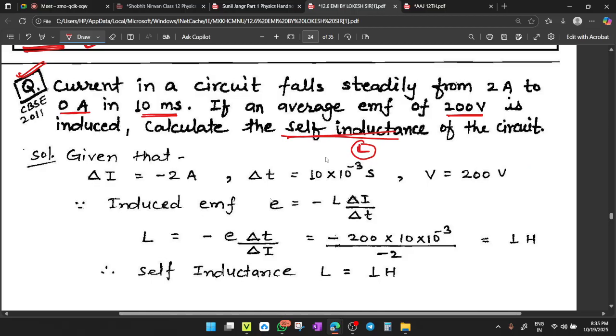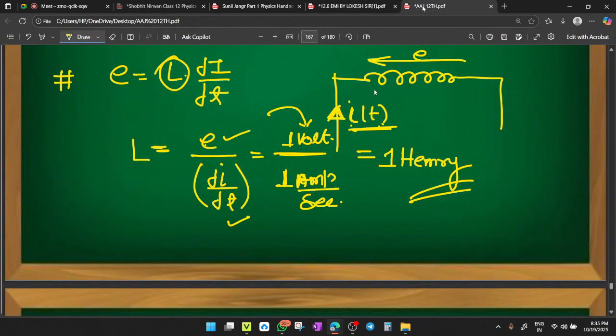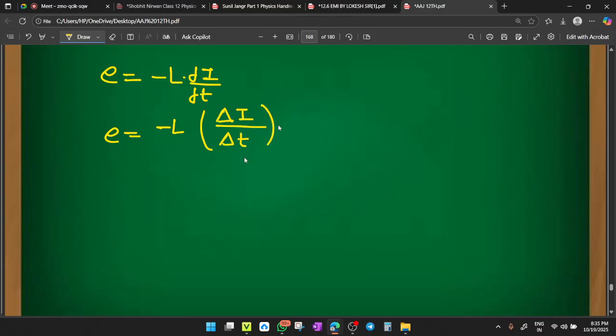Now, what formula do we have? E equals negative of L di by dt. We have this one formula, E equals minus L di by dt. Yes or no? For your convention, you can write it as E equals L delta I by delta t, where di means delta I and dt means delta t.